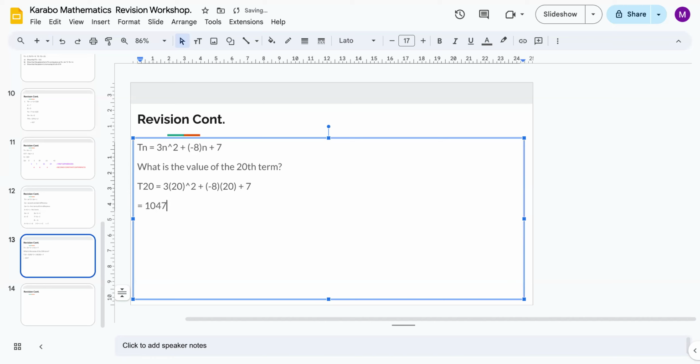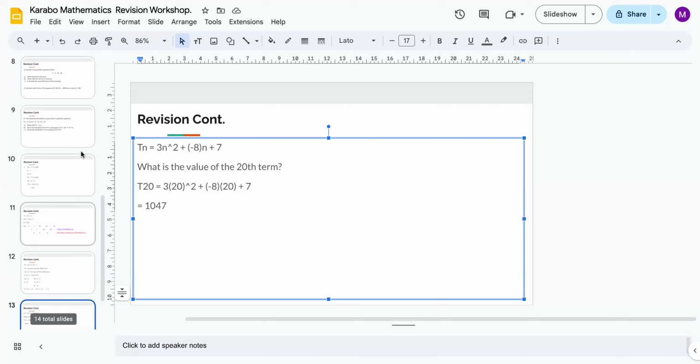1047. All right. So just to reiterate, they asked me for the value of the 20th term. They're telling me that the n is 20. I'm working with my 20th term, and I want to know what the 20th term in this sequence is. And that is 1047. Okay.